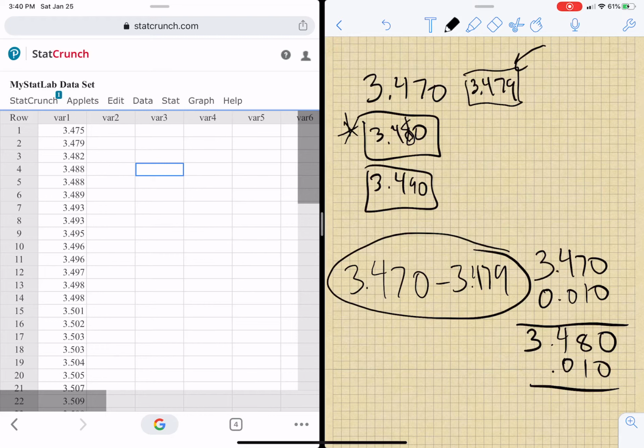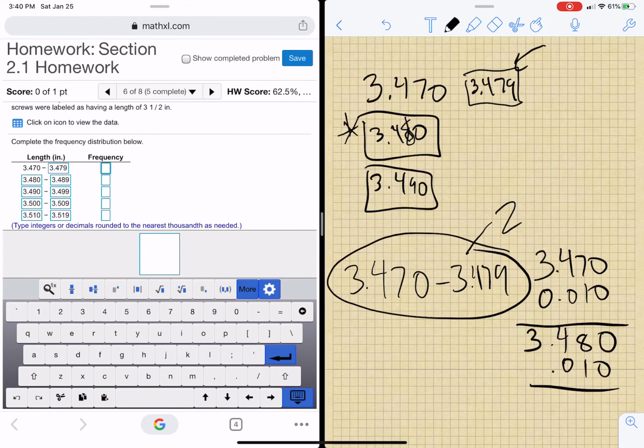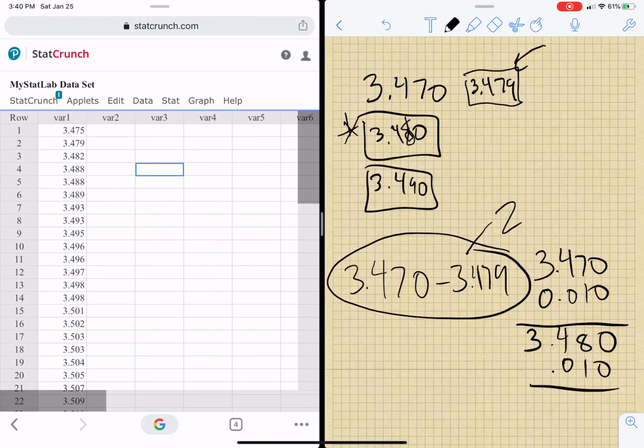So I'm trying to find out how many are from there. So it looks like there are 2. 2 between there. So I'll just go back. I can get rid of this now, and there's 2 there. Now I'm looking between how many between 3.480 and 3.489. Okay, and I'm just looking right at my StatCrunch. Looks like there's 4. I'm looking from row 3 down to row 6. So 3, 4, 5, 6, there's 4.